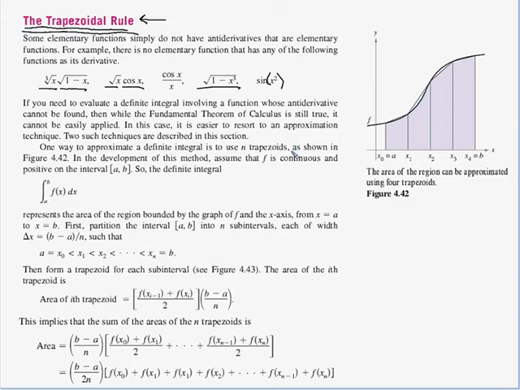We've done similar things before with the midpoint rule or the left and right hand sums of rectangles when we first started exploring the area under a curve. One way to approximate the definite integral is to use some number n of trapezoids, as shown over here in the figure. In the development of this method, assume that f is continuous and positive on the interval from a to b, such that this definite integral from a to b represents the region bounded by the graph of f, the x-axis, and the lines x equals a and x equals b.